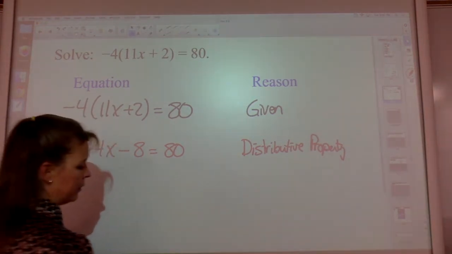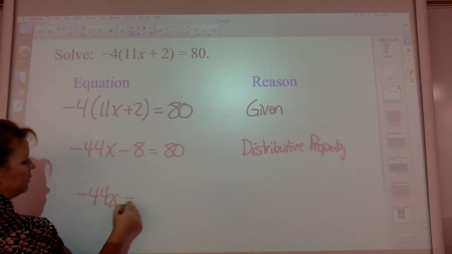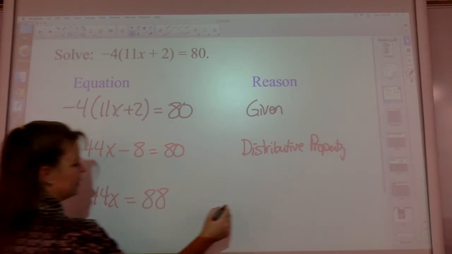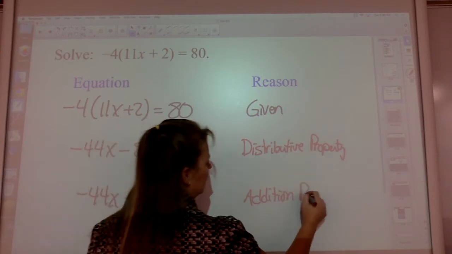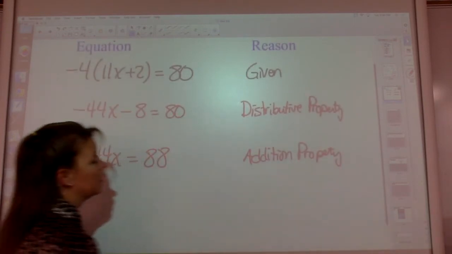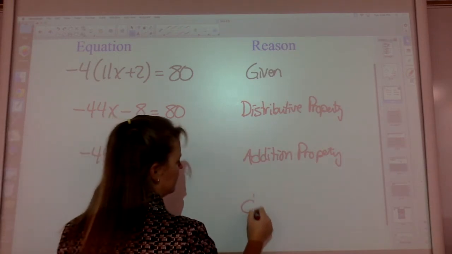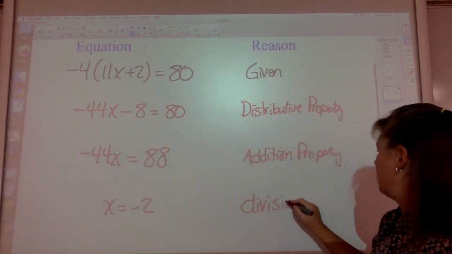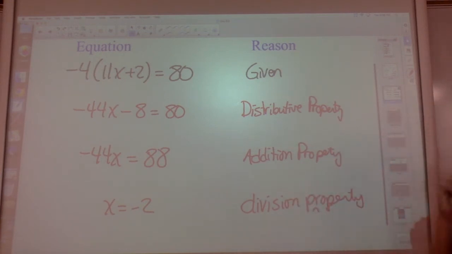So distributive property. Next step, I choose to add 8 to both sides, which leaves me with negative 44x equals 88, and that is by the addition property. Divide by negative 44, which gives me negative 2, and that is by the division property. Capitalization, I don't care about. Whether you use capital letters or lowercase, it shouldn't matter. There's an example of that.